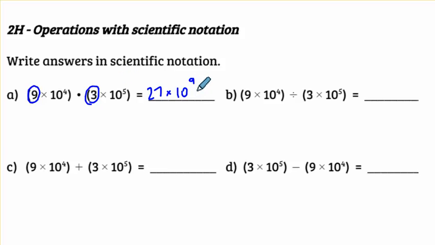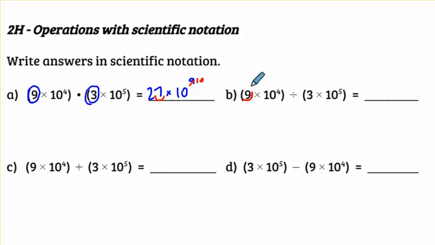And this is a problem because 27 times 10 to the ninth is not in scientific notation because this number has to be between 1 and 10. So we have to bump this decimal back 1 and make it smaller, which means we need to move this exponent up 1 or make it larger. And so that becomes 2.7 times 10 to the 10th power.